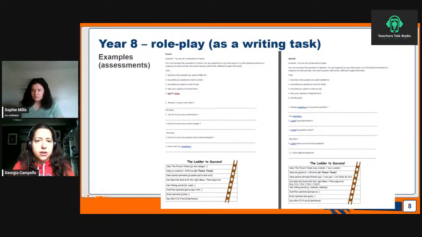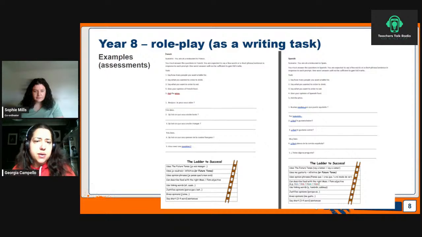And then I put a little ladder to success there at the bottom, so it would be very clear for the students the things that I wanted them to include. And I said, I don't want one word, you need to develop as much as possible. So I know obviously in the actual role play, they don't have to develop as much, but we're doing this as a writing task, so just getting them into the habit of doing that. And there's no issue if they do that in the role play, it's good practice anyway.